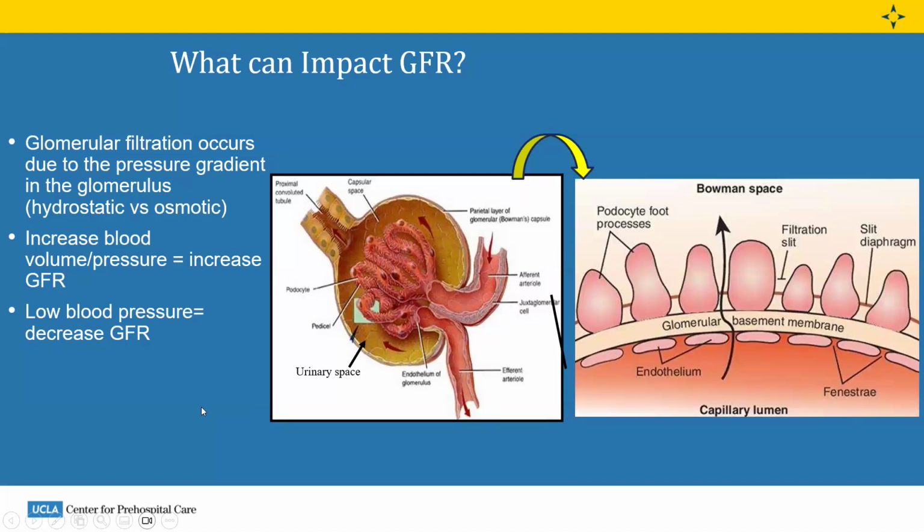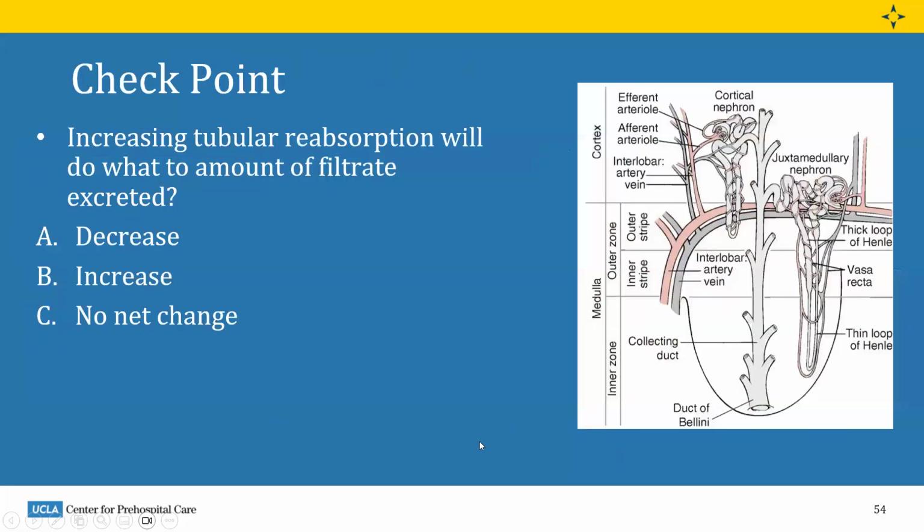Well, a couple things. If we have an increased amount of blood volume or blood pressure, we're going to increase our glomerular filtration rate. And if we have a lower blood pressure, we're going to have a lower GFR as well. Of course, there's other things that can influence it as well. And ultimately, it's caused by the difference in hydrostatic versus osmotic pressures.